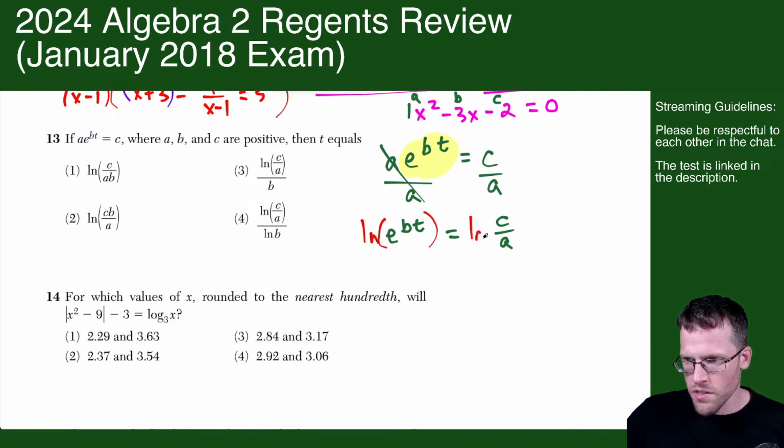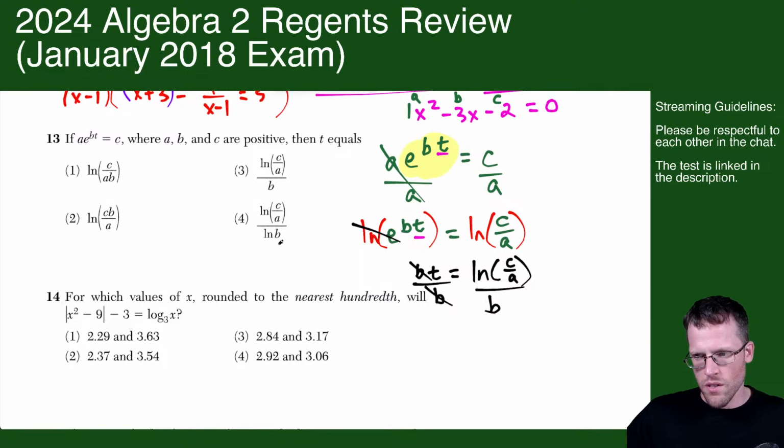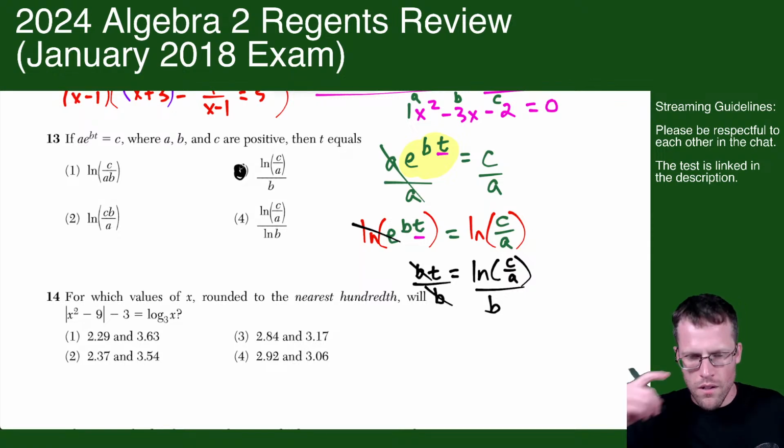So the reason I'm doing this is we are solving for t. That's what we want. So we want to start doing the opposite stuff until stuff cancels. Natural log and e cancel. So now we have bt equals natural log of c over a. And then to solve for t, just divide by b on both sides. So t equals this mess. And that looks like choice 3. Yep. Cool.